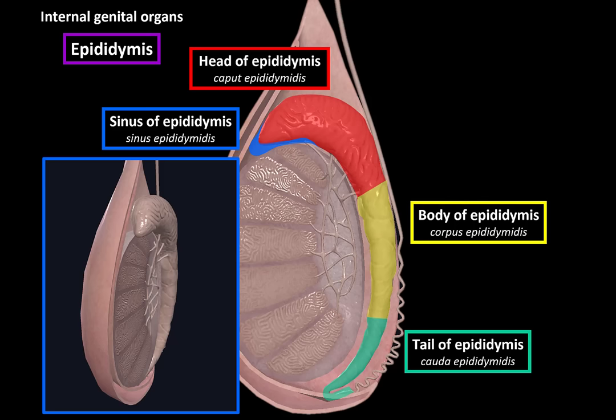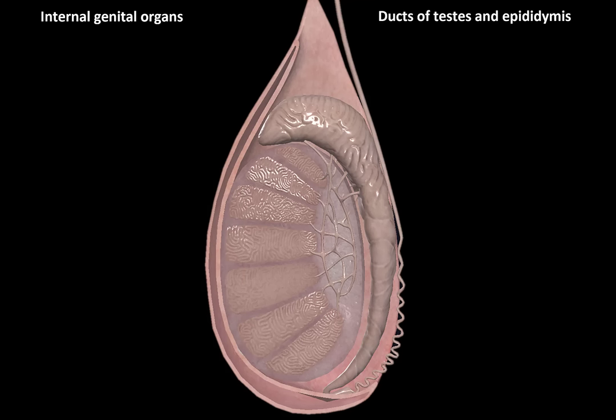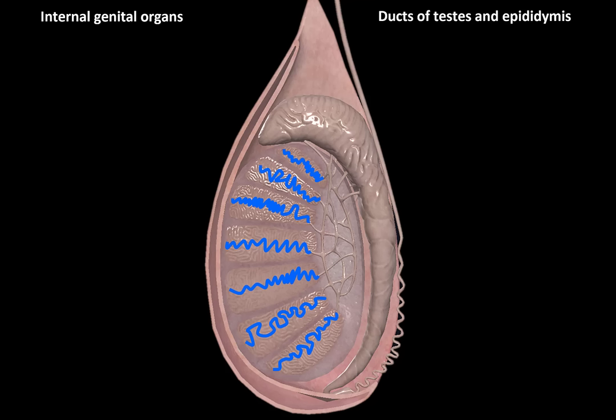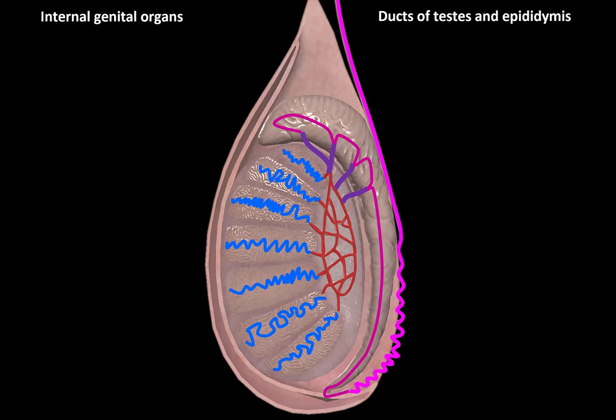Alright, let's now go ahead and recap the ducts of the testes and the epididymis. First, we get convoluted seminiferous tubules within the lobules of the testes. Then we got the straight tubules that form rete testis. They continue into the epididymis as the efferent ductules. Within the epididymis, we got the ducts of the epididymis, which continue as the ductus deferens. So that's really how the tubules are arranged.